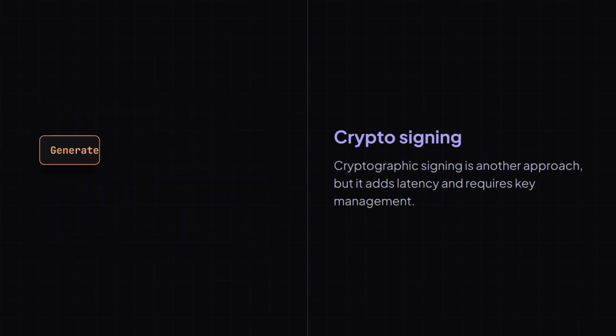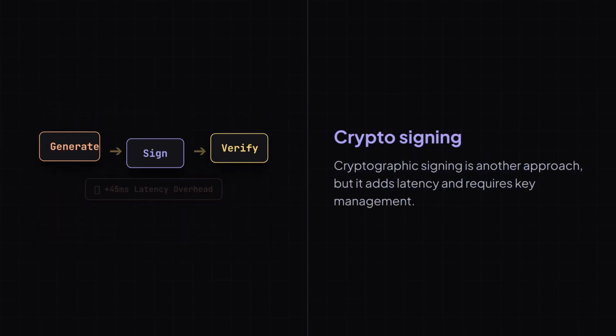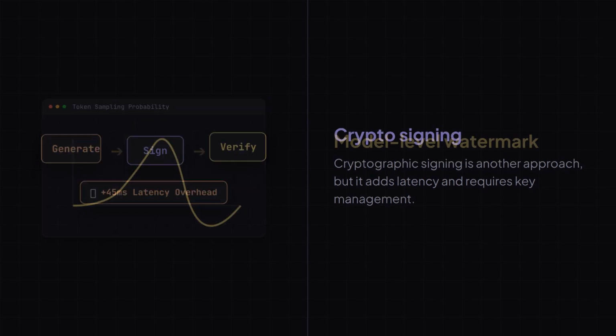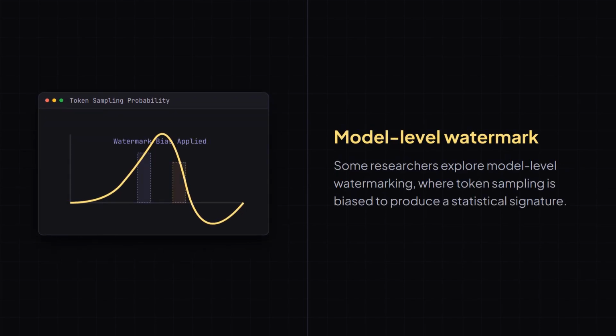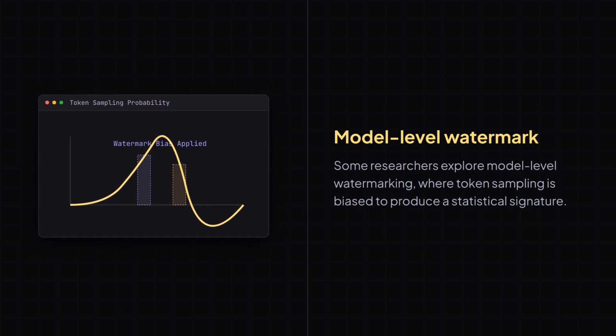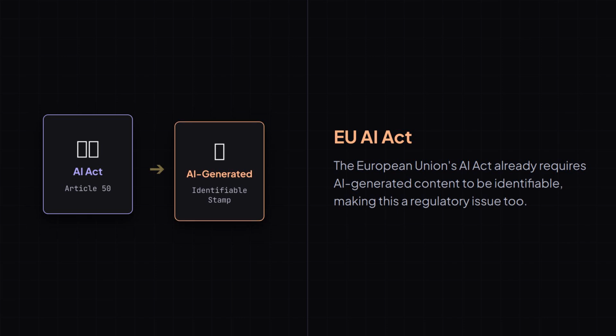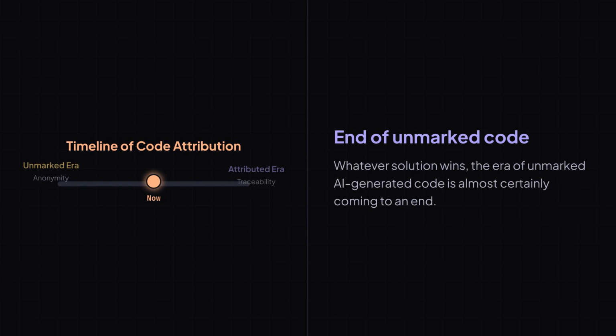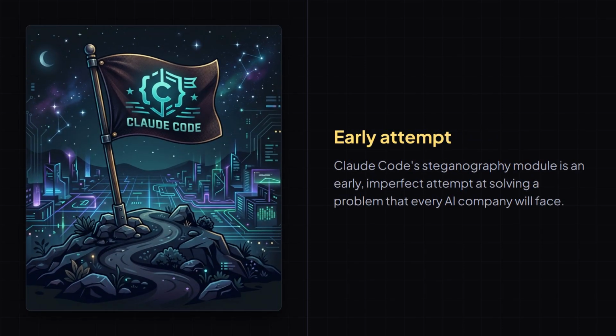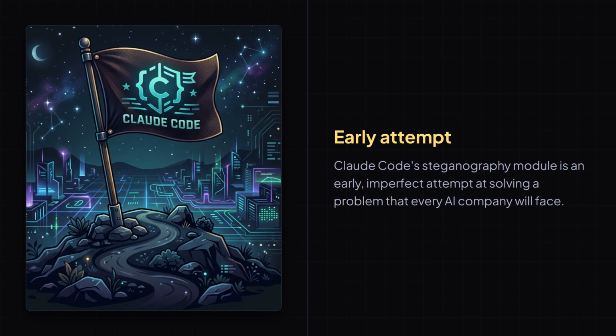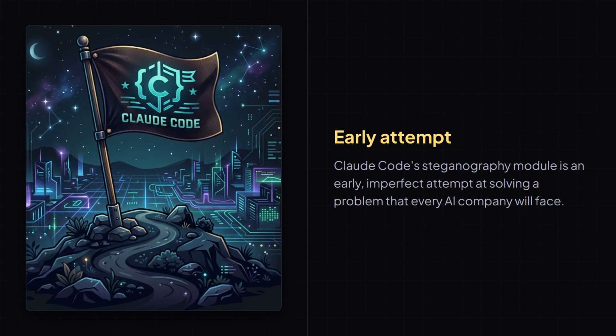Cryptographic signing is another approach, but it adds latency and requires key management. Some researchers explore model-level watermarking, where token sampling is biased to produce a statistical signature. The European Union's AI Act already requires AI-generated content to be identifiable, making this a regulatory issue too. Whatever solution wins, the era of unmarked AI-generated code is almost certainly coming to an end. Claude Code's Steganography module is an early, imperfect attempt at solving a problem that every AI company will face.